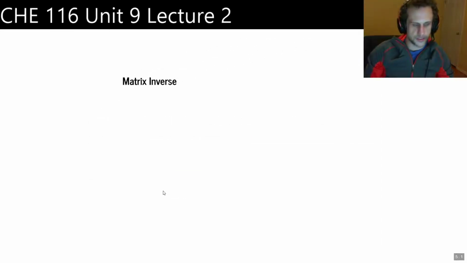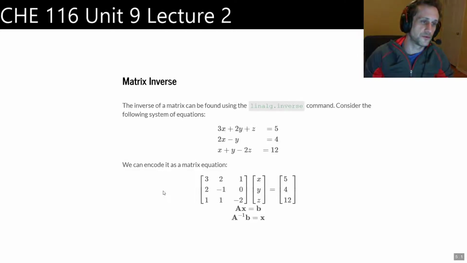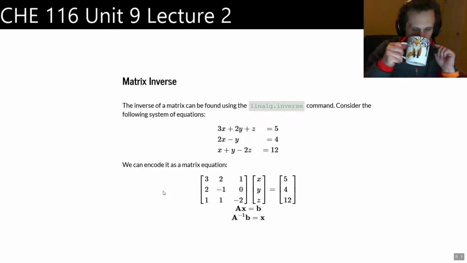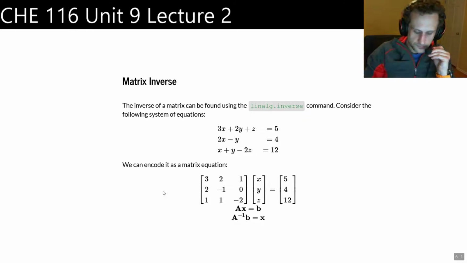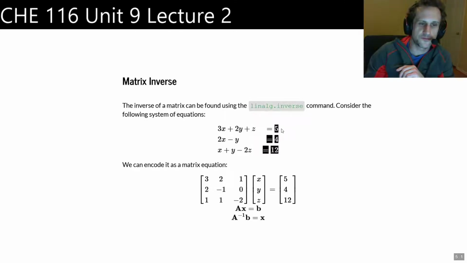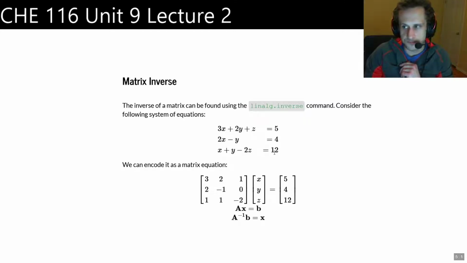And then the next thing you might learn in linear algebra is how to compute an inverse. An inverse is important for solving systems of equations. So consider this system of equations: 3x plus 2y plus z equals 5, 2x minus y equals 4, x plus y minus 2z equals 12. We can rewrite this in matrix form.